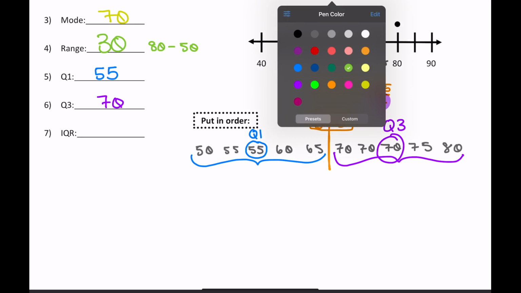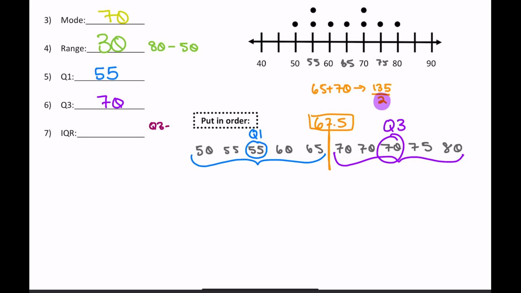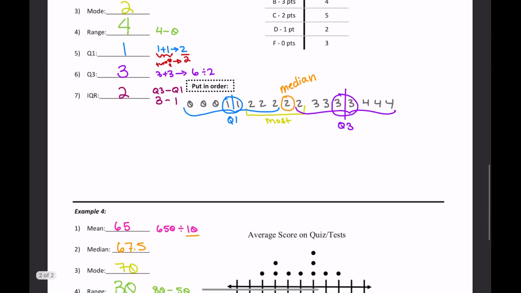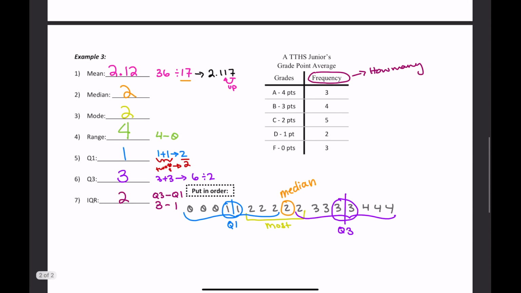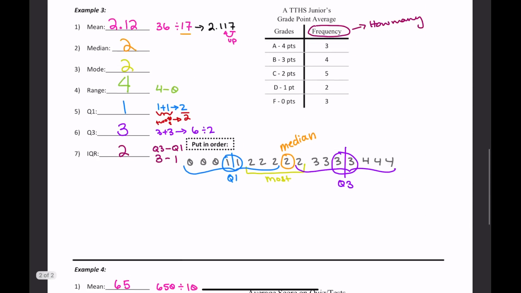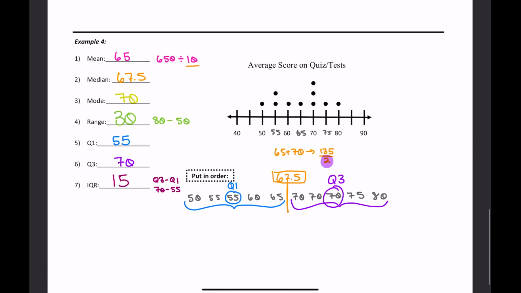And then lastly, our IQR is going to be Q3 minus Q1. Our Q3 this time was 70 minus our Q1 of 55, which gives us a beautiful number of 15. If you need to re-watch this problem, example 4, and I would say example 3, please do. These are the toughest. Those first 2 are nice ones just to get you ready for Q1 and Q3, but these 2 are where it gets a little bit tough.